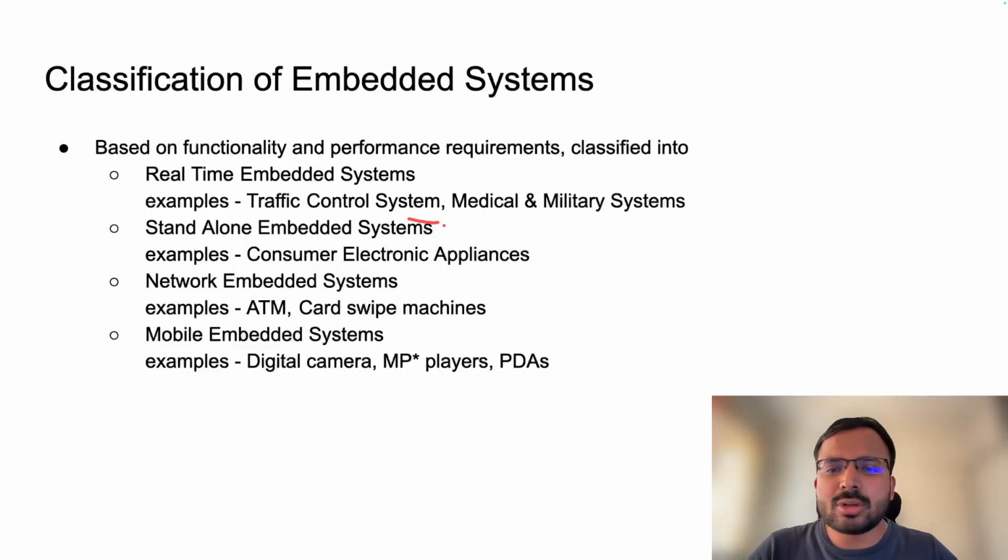It may happen that once or twice during a day it may fail, right? So it will not hamper that much. Traffic police will be able to take control, right? There is a manual override.